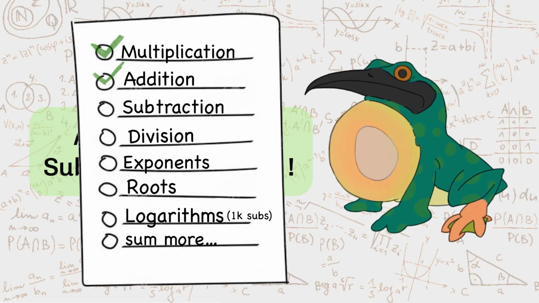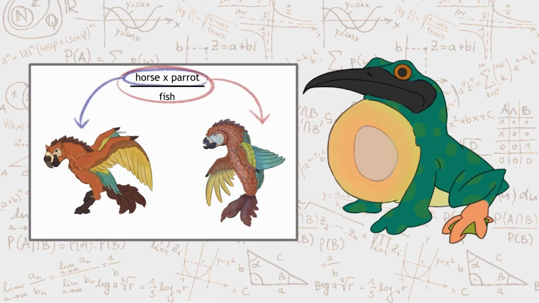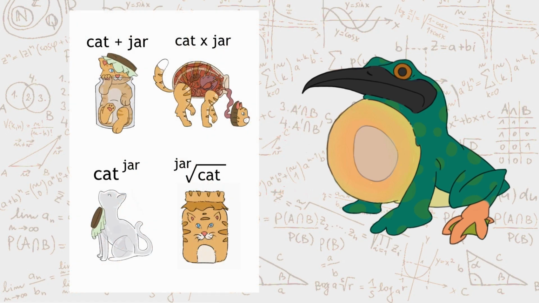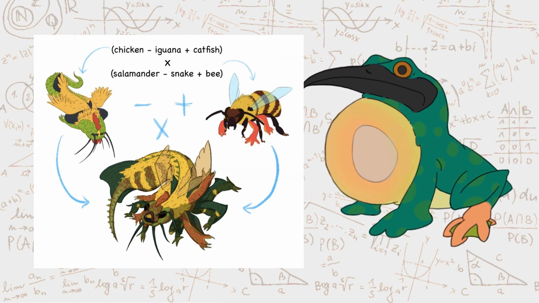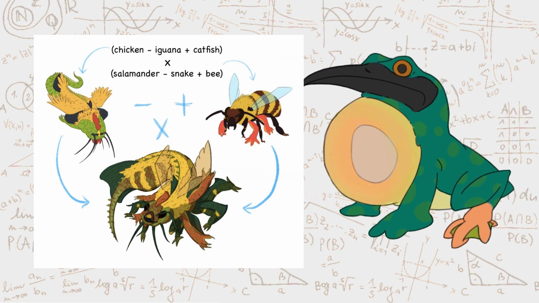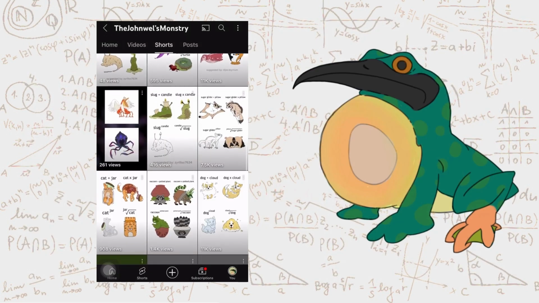If you don't know what Animalgebra is, it is simply using mathematical operations to bring about different ways to fuse animals or objects, like this: chicken minus iguana plus catfish, the quantity multiplied to salamander minus snake plus b. Or it could be as big as this one, even though the last one was already big, where we form multiple creatures that all become one in the end. If you'd like to see all the arithmetic monsters or the animalgebraic equations thus far, check my shorts.